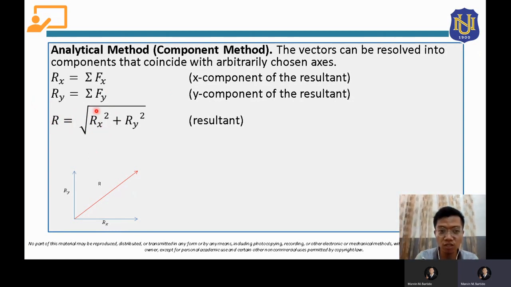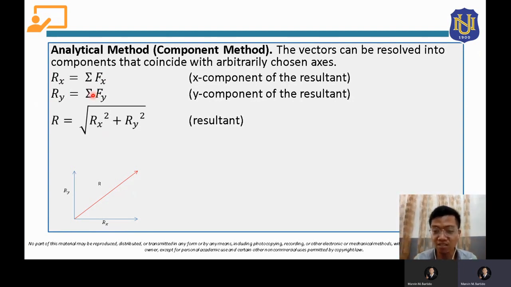That will be the magnitude of your resultant, and this is given by this formula, where Rx will be the horizontal component of your resultant, and your Ry will be the vertical component of your resultant. Now, the horizontal component of your resultant, Rx, will be solved by summing up all the horizontal components of all the forces in the system. Meanwhile, your Ry can be solved by summing up all the vertical components of the forces in the system.